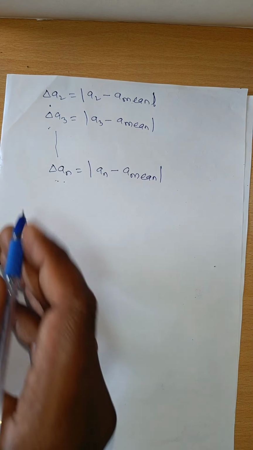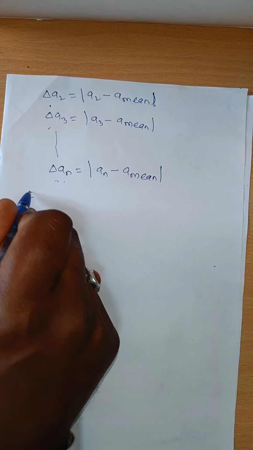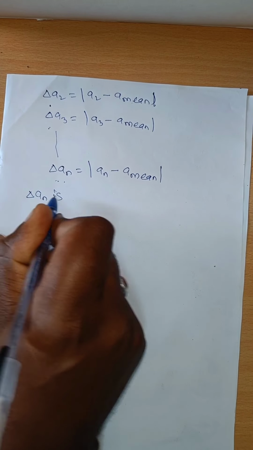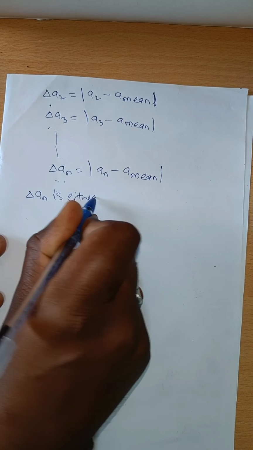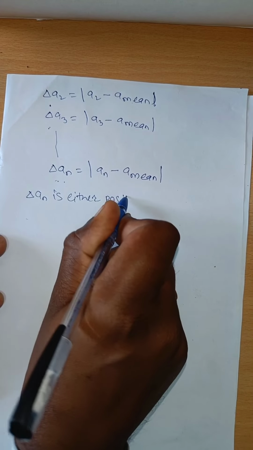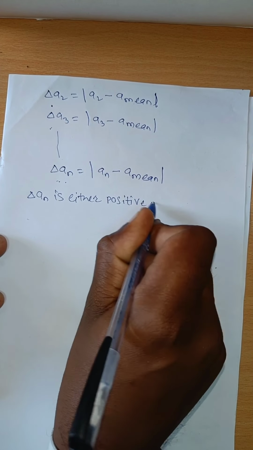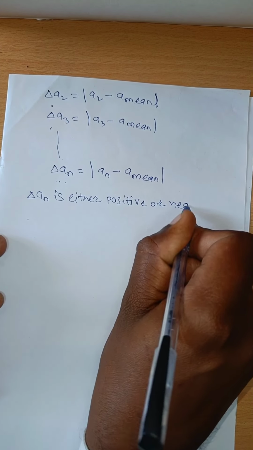Now in that case, delta AN is either a positive value or a negative value.